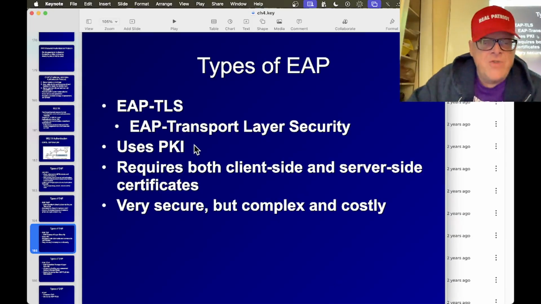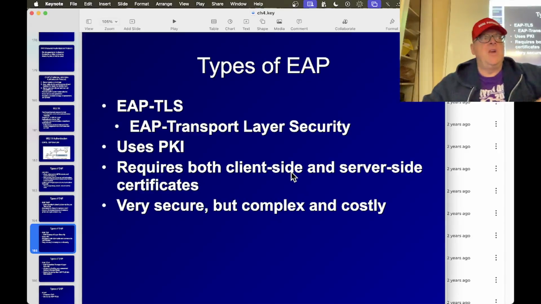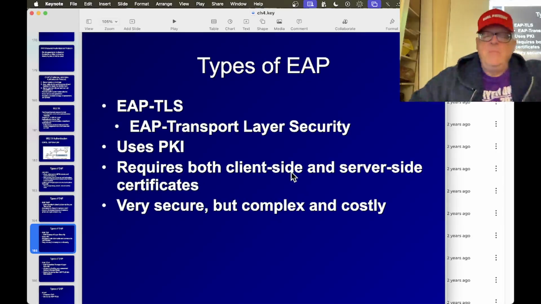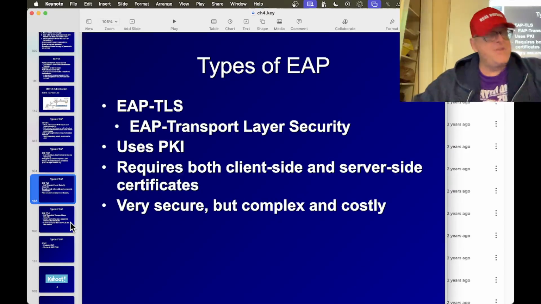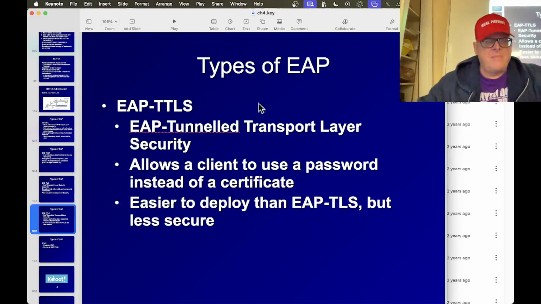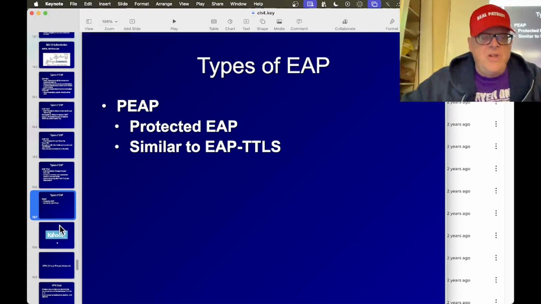It uses the public key infrastructure. And this one requires certificates on both sides, which is very secure. This was considered costly until a few years ago when Let's Encrypt started handing out free certificates to everybody. So certificates no longer cost any money, but still almost nobody's doing this, although now they're using this thing called passkeys, and I think passkeys are essentially this, a certificate on the client side and one on the server side. TTLS is one where a client can use a password instead of a certificate, and PEAP is protected EAP, similar to the TTLS. So a lot of different versions of protocols.